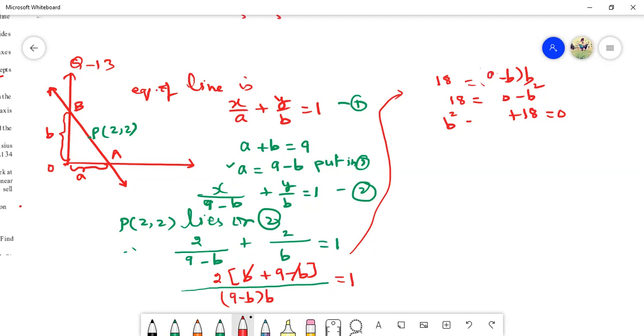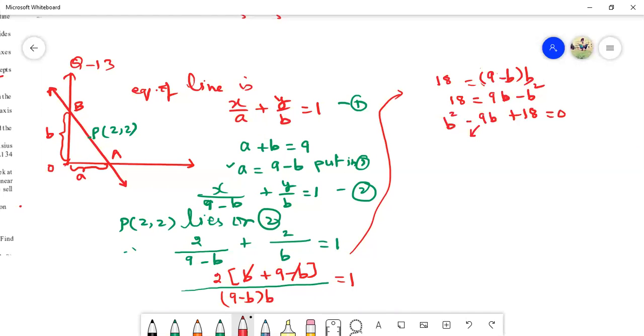This is 9 minus b. Then b will multiply inside. It will become 9b, and the equation will become b square minus 9b plus 18 is equal to 0, and it can be split into 6 and 3.